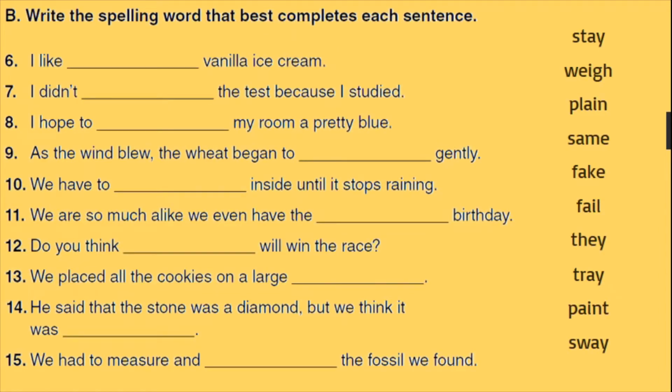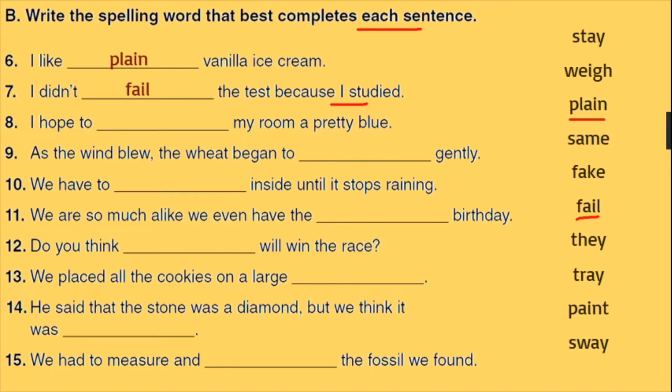Write the spelling word that best completes each sentence. Number 6, I like blank vanilla ice cream. So which word here goes in the blank? Here, he likes vanilla ice cream. They mean they like plain vanilla ice cream. It means without anything added to it. Number 7, I didn't blank the test because I studied. So when you study, you will not what? Fail. I did not fail.